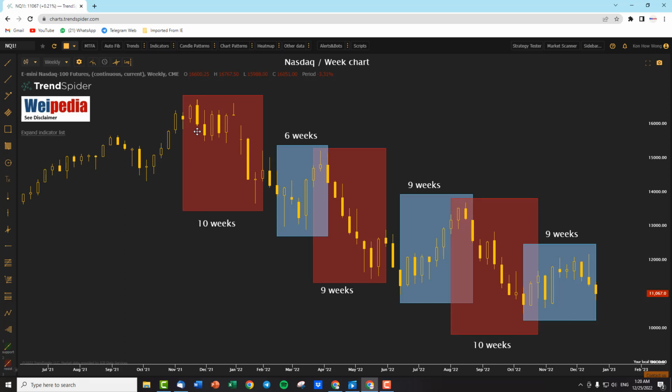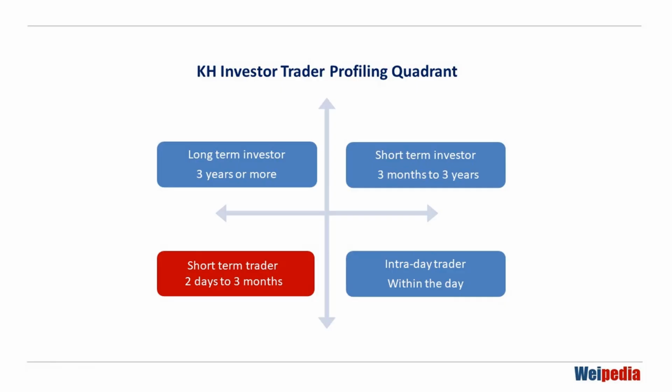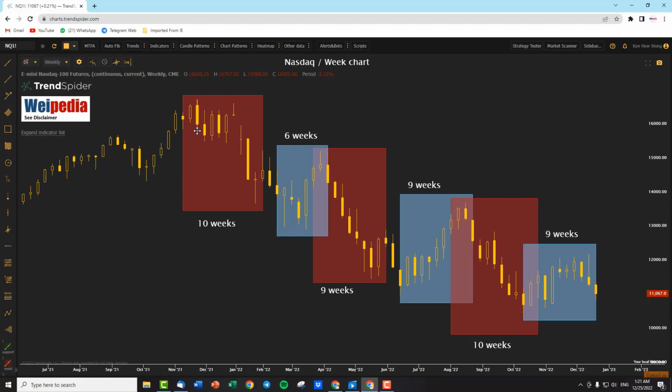But I also want to bring to your attention that we could use the time frame, knowing that your plan is a short-term trader. Holding period is between 2 days to maybe a maximum of about 3 months. So this time frame is really helpful to exit our position.